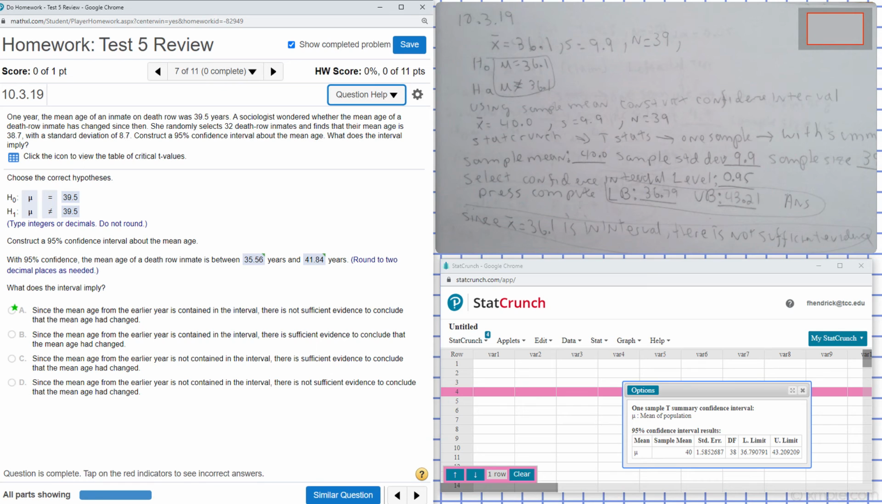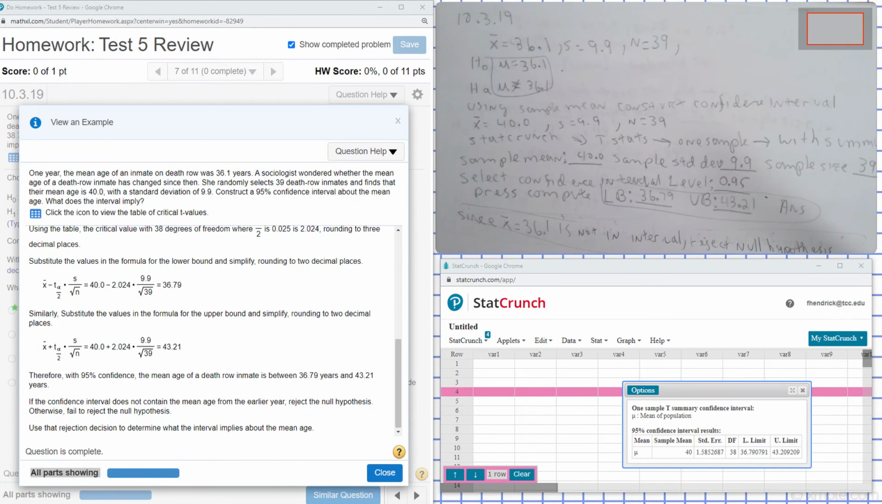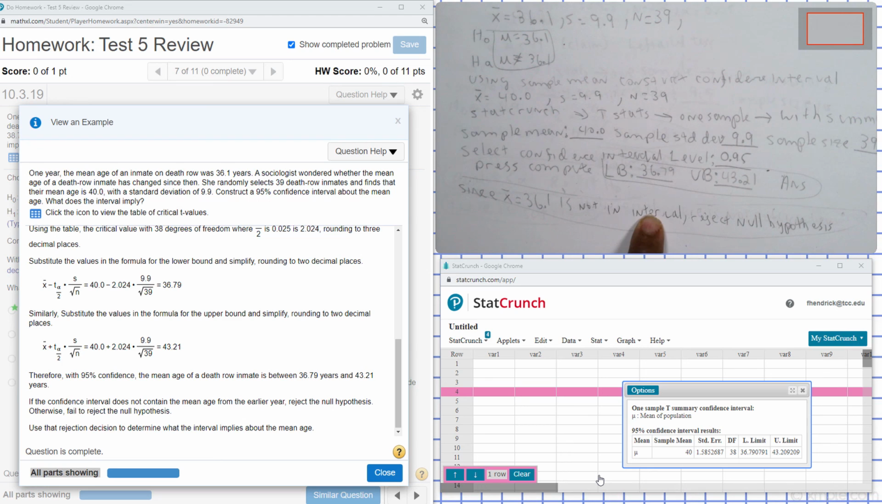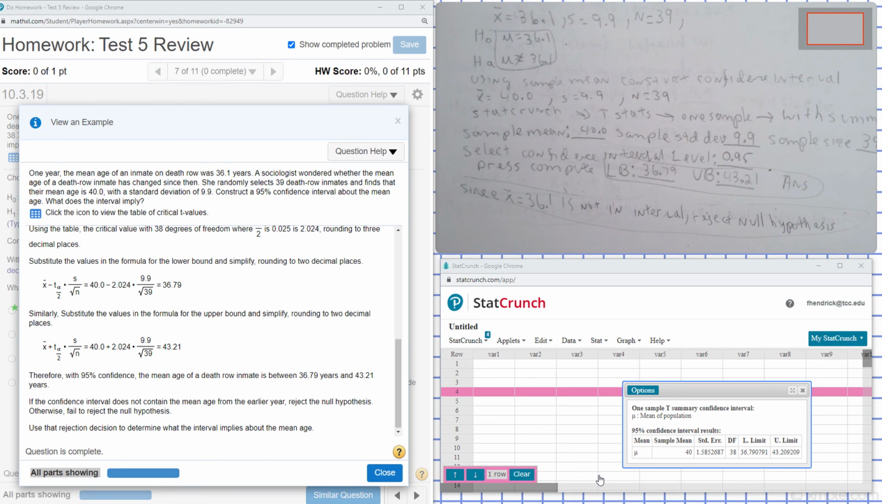And let's hit stop there. So as I said before, since 36.1 is not in the interval, we end up rejecting the null hypothesis. Since it is not in the interval, we end up rejecting the null hypothesis there.